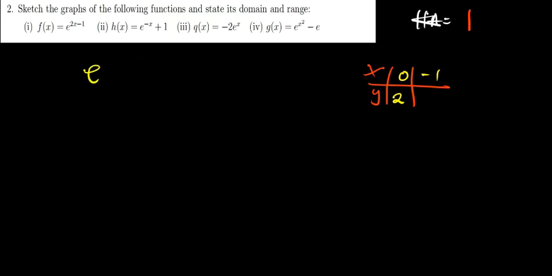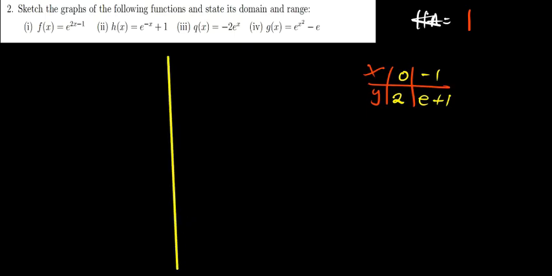E raised to the power, I put negative 1 plus 1, that gives me 1. So we have y is equal to e to the power 1, which is e plus 1. We don't replace e with a number because we're not using a calculator, so I'll say e plus 1. But basically that is 3.71 something. Okay, we leave it like that.